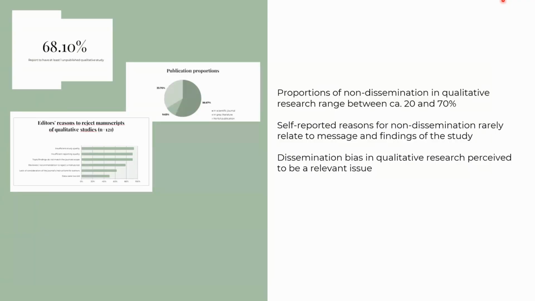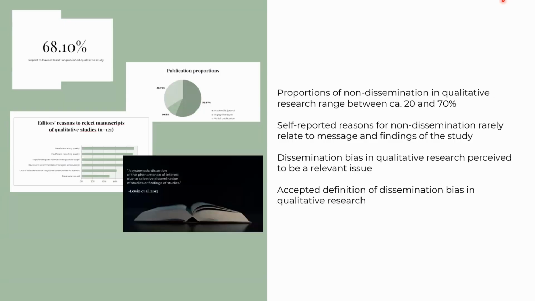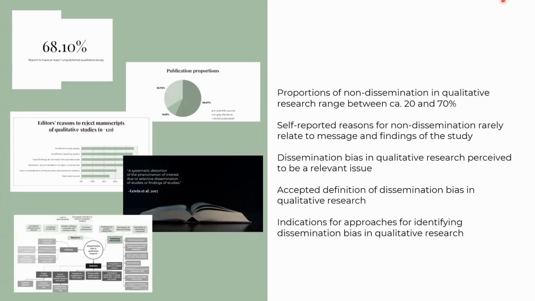Dissemination bias in qualitative research is perceived to be a relevant issue. We now have an accepted definition of dissemination bias in qualitative research, and we have indications for approaches for identifying dissemination bias in qualitative research.